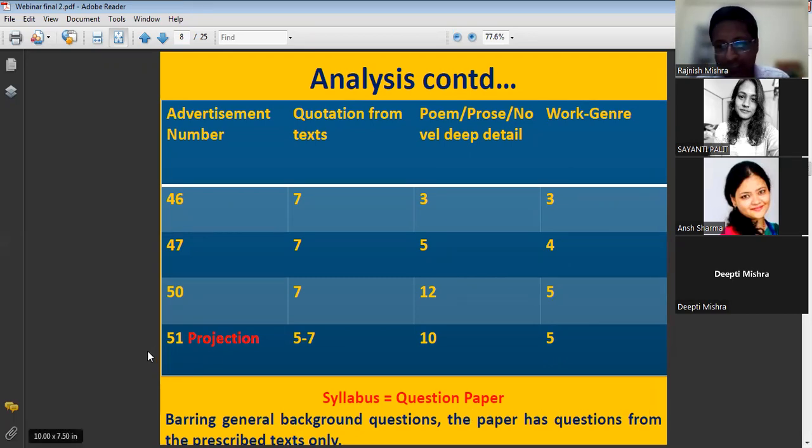And that's a very wonderful thing. So if you could focus your note making upon texts that are prescribed, then there are very high chances of your guessing the question and actually your notes having a large number of questions that are asked.